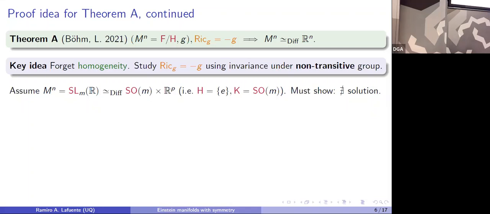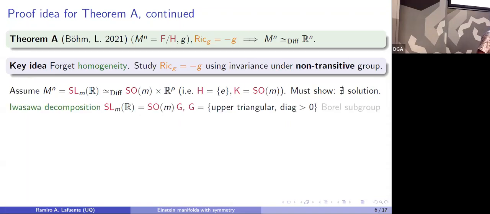So topologically, this Lie group is SO(n) cross some Euclidean space. Therefore, it should not have an Einstein metric which is left invariant, because what the conjecture said is that it has to be diffeomorphic to Euclidean space. Right? So we must show there's no solution. So the idea is you look at the Iwasawa decomposition, right? KAN. Here K is SO(n), and AN, I call it G. That's why F was a transitive group.